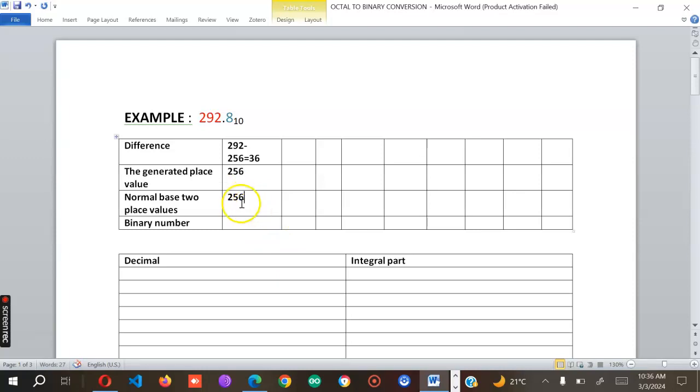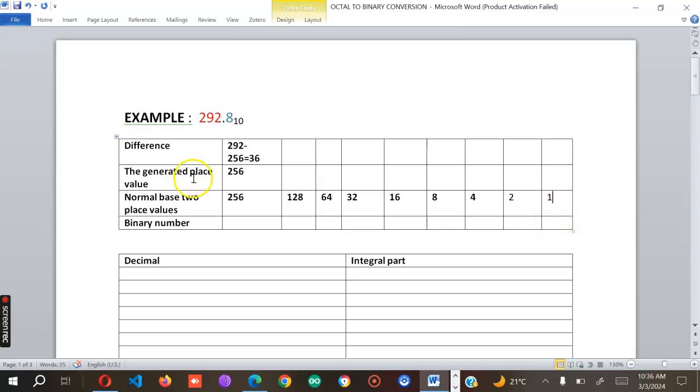Remember, 256 divided by 2, you get 128. 128 divided by 2, you get 64. 64 divided by 2, you get 32. 32 divided by 2, you get 16. 16 divided by 2, you get 8. 8 divided by 2, you get 4. 4 divided by 2, you get 2. And the other one is 1.